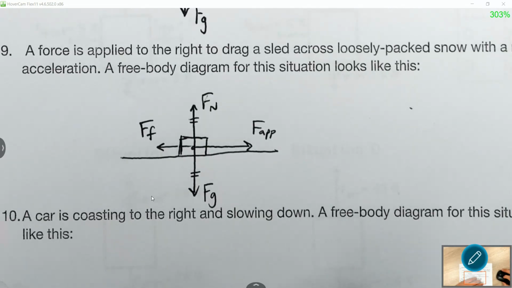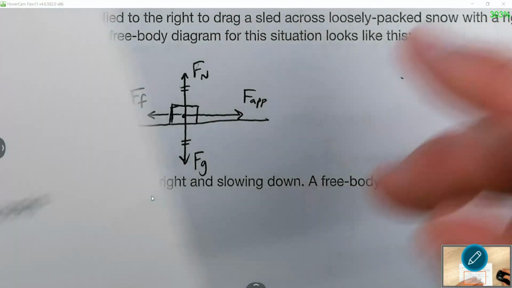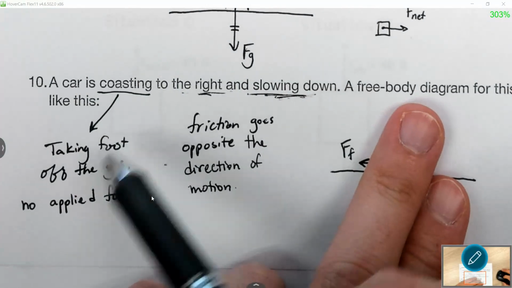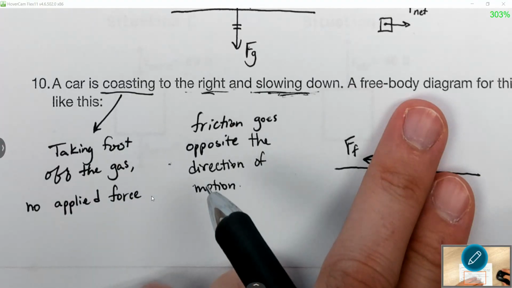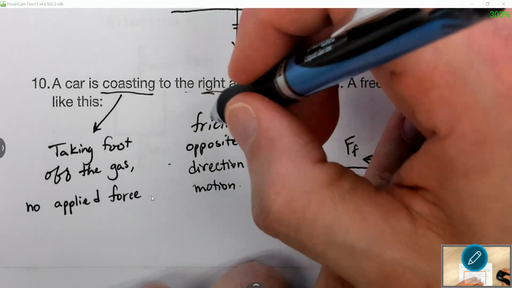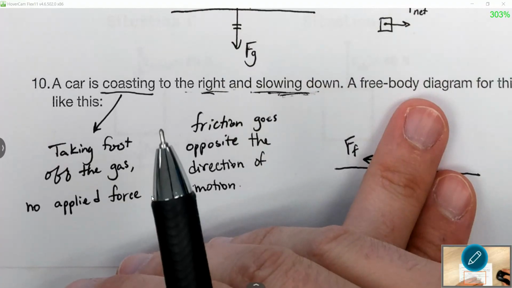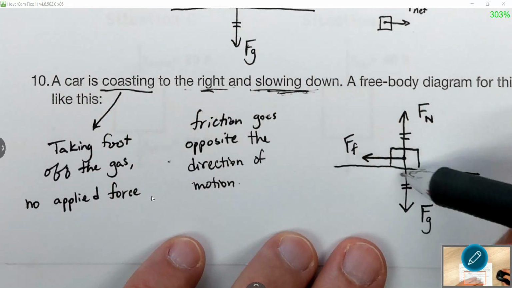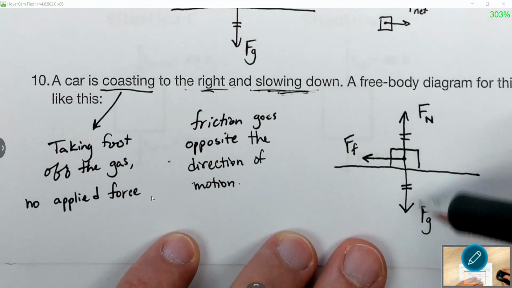the last one. So when a car is coasting to the right and slowing down, it wants you to draw a free body diagram for that. So for this, when we say coasting, that means basically we're taking our foot off the gas, aka no applied force. So we're coasting to the right and it's slowing down. Well, what slows something down, guys? Friction, right? It goes opposite the direction of motion. So what we would do is draw our box on the road on a flat surface. So we have weight down, normal force up, which will be equal to each other.